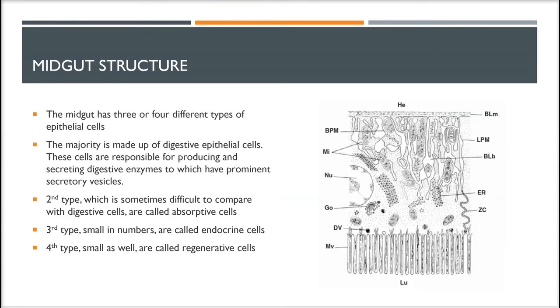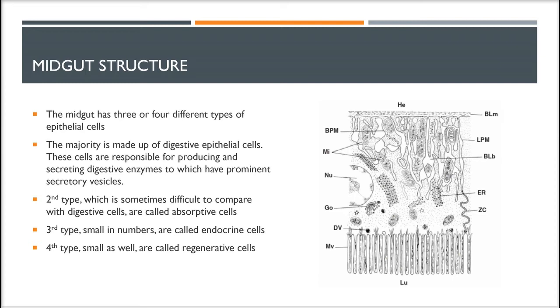The midgut has 3 or 4 different types of cells. The majority of the cells are named digestive epithelial cells, which produce and secrete digestive enzymes and have prominent secretory vesicles. The second type is named absorptive cells. These cells are difficult to compare to digestive cells due to their likeliness in structure.